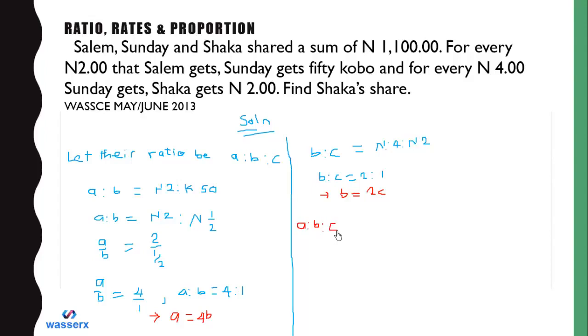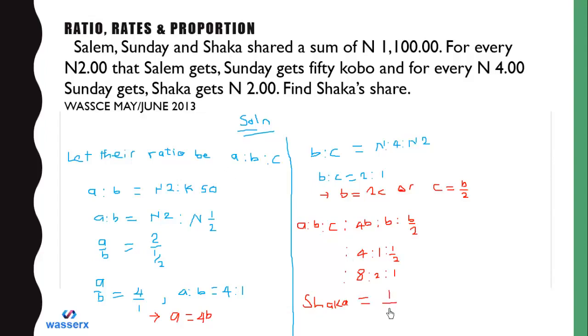So the ratio A is to B is to C. By the way, we could also express this as C is equal to B/2. So the ratio A is to B is to C: we know A is 4B, then the B is still B, then the C is B/2. So we are expressing everything in terms of B. So we simplify this. 4:1 is to 1/2. And we can simplify this further into 8:2:1.